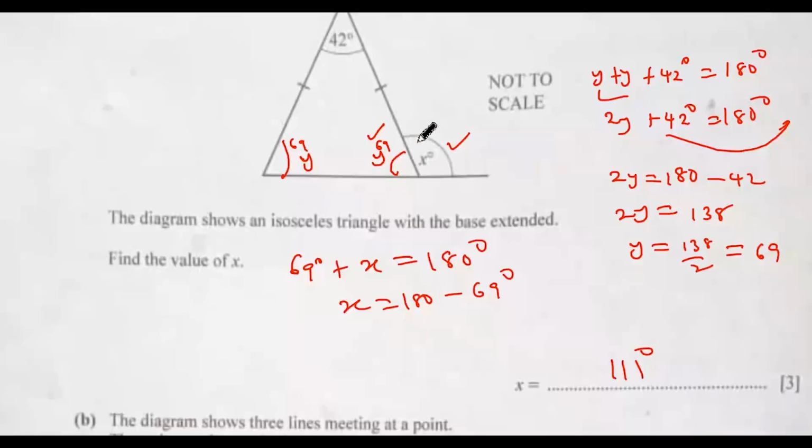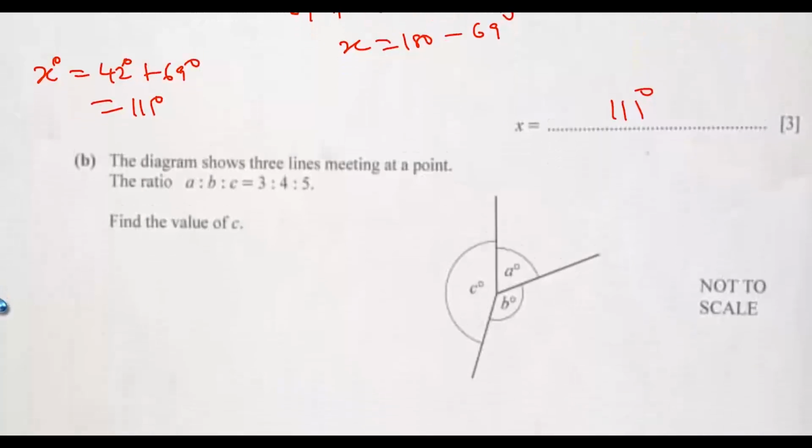So another option is to say that this angle y here and this 42 add up to x, that is, the exterior angle equals the sum of the two opposite interior angles. So we can say x degrees is equal to 42 degrees add 69 degrees. So this will also give us 111 degrees. So that is another option to find the value of x. So this is the B part.